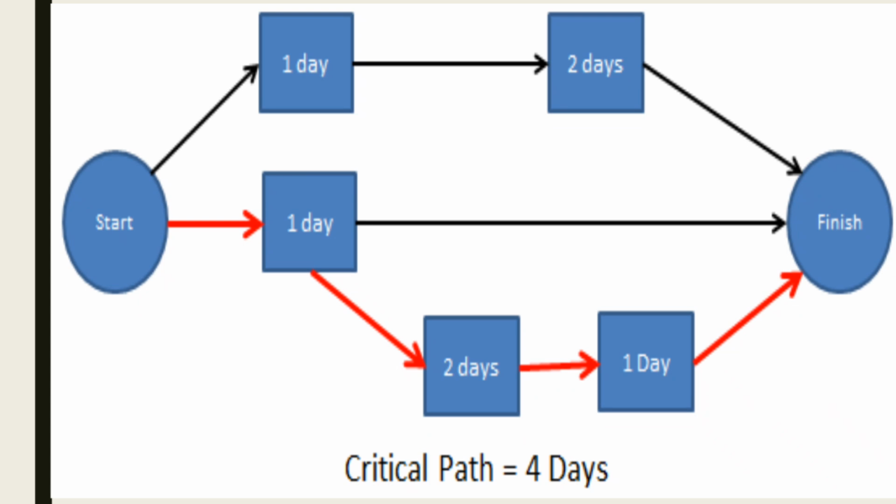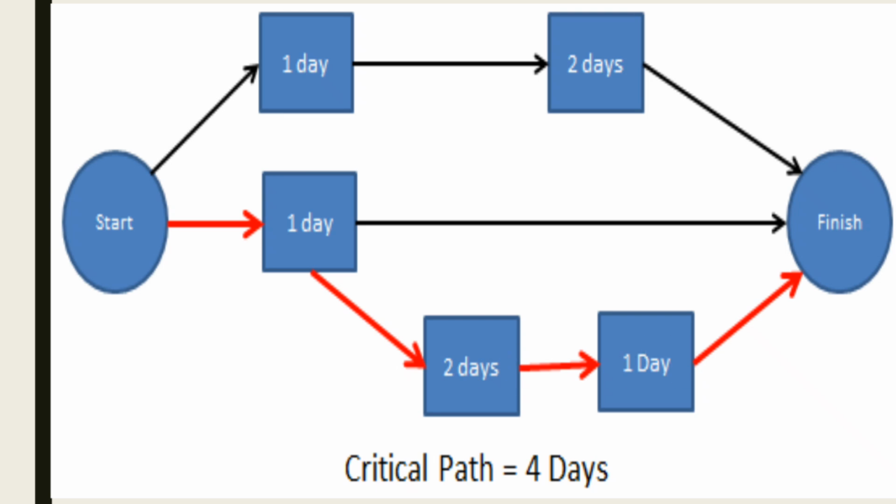Let's look at this particular example. We have a network diagram. On this particular path, we have a task which is going to take a day, and another task which is going to take 2 days. So on this path, we have 2 tasks. Then I've got a second route. On this path, you just have a single task which is going to take a day. On this last route, you have 3 tasks. This one is going to take a day, this one 2 days, this one a day.